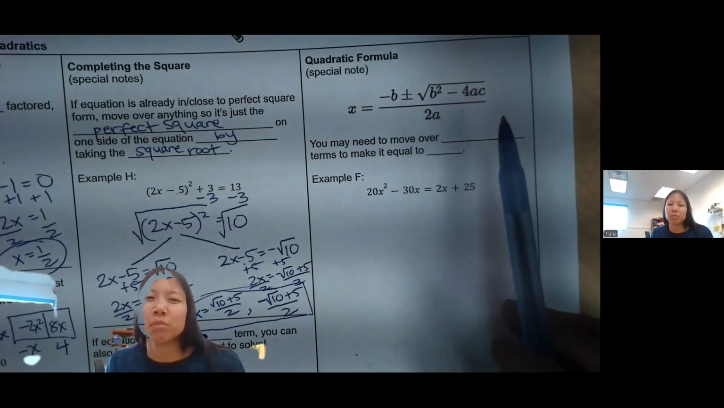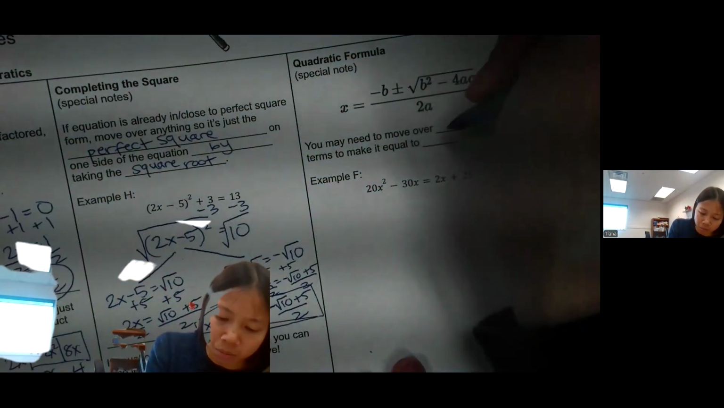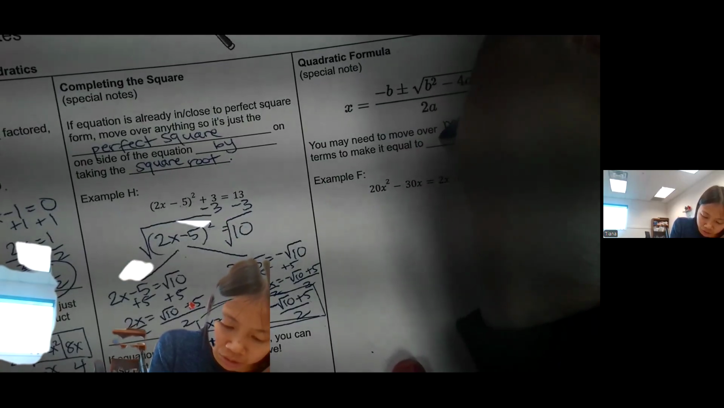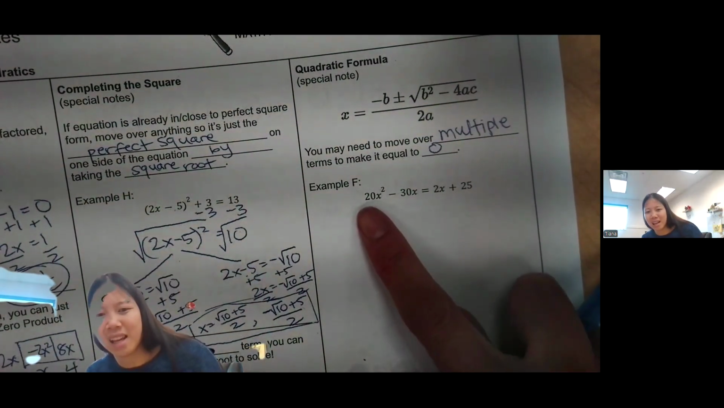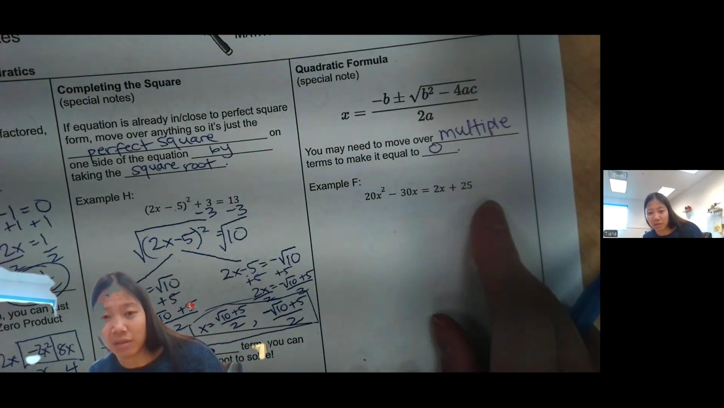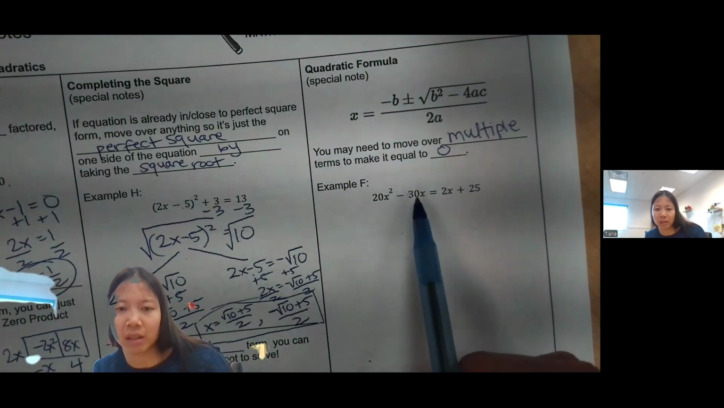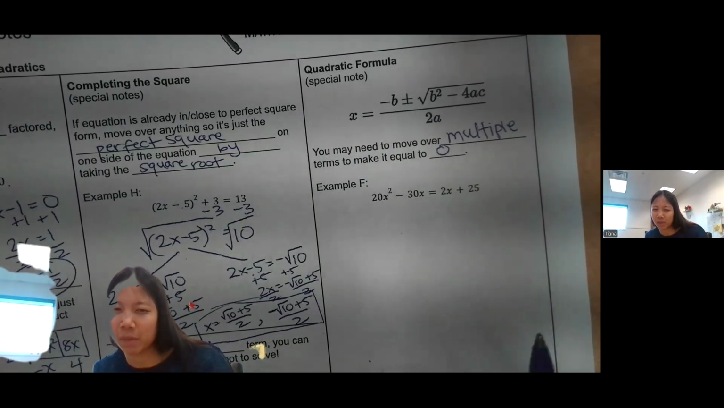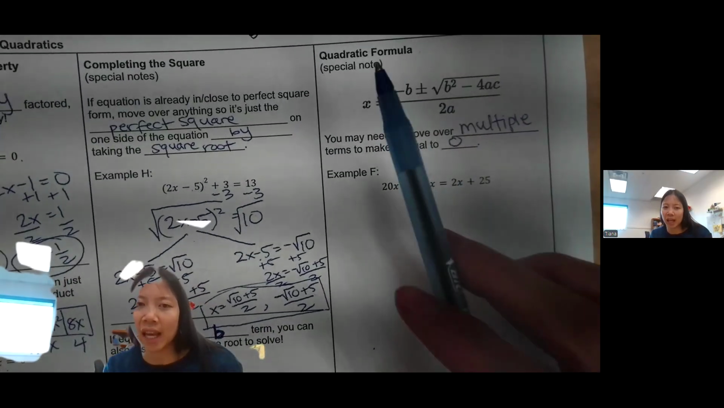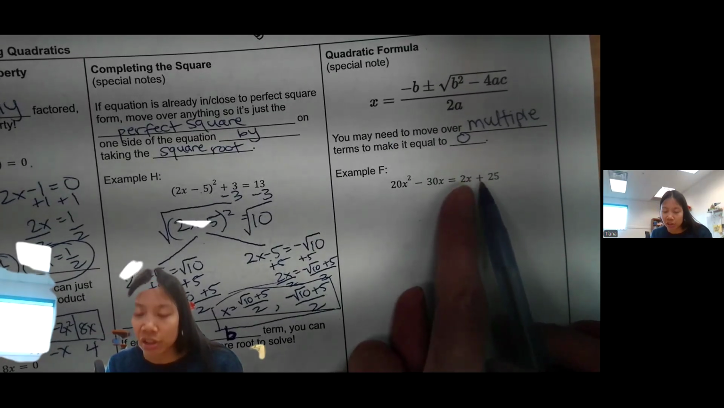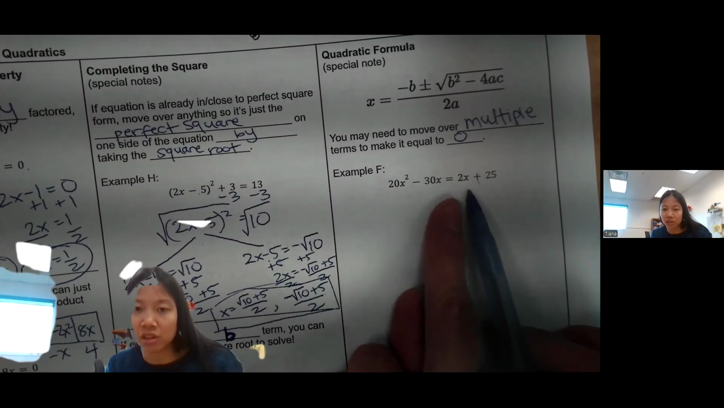So we may need to move over multiple terms in order to make it equal 0. Looking at this, I don't really want to factor that. That looks hard to factor. This would be annoying to complete the square with as well, because I'd have to divide everything by 20 and it wouldn't really clean up nicely. So this seems like a good candidate for using the quadratic formula, but I have to make sure it equals 0 first. So in order to do that, I've got to move these to the other side.